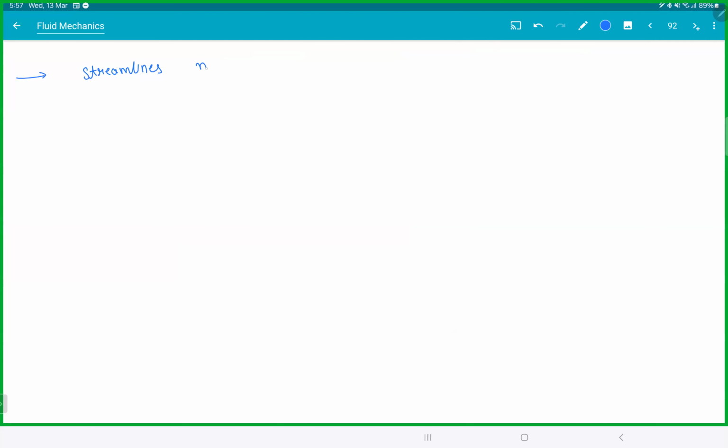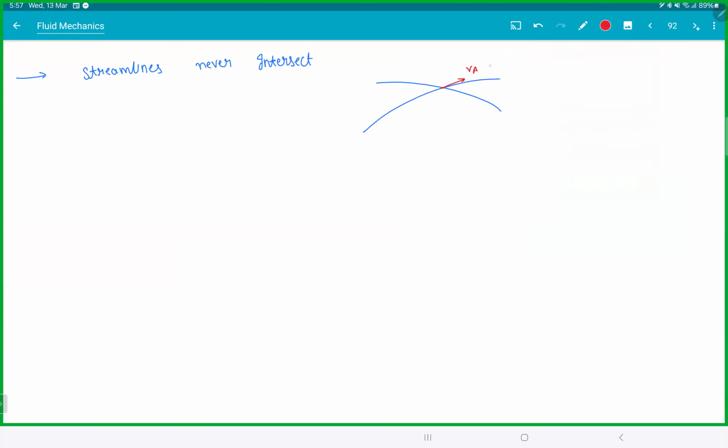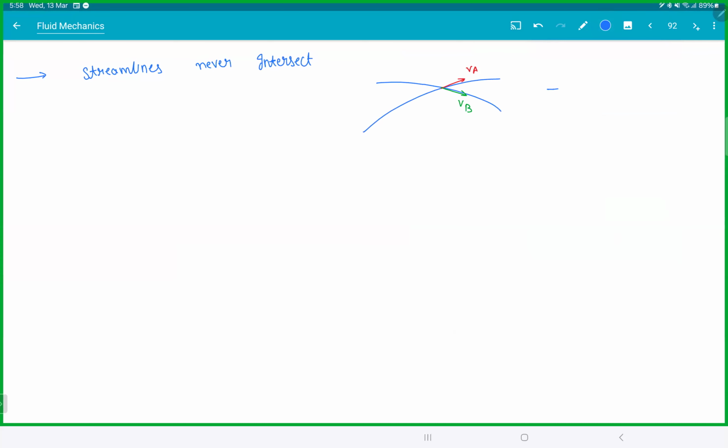Now, streamlines never intersect. Think about it. If you have two streamlines, this point is saying the particle should go this way, and this point is saying the particle should go this way. You can't have two velocities at the same point. There would be two velocity vectors at the point of intersection, which is not possible. That's why streamlines never intersect.